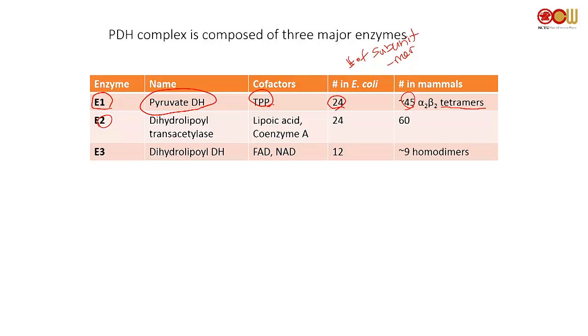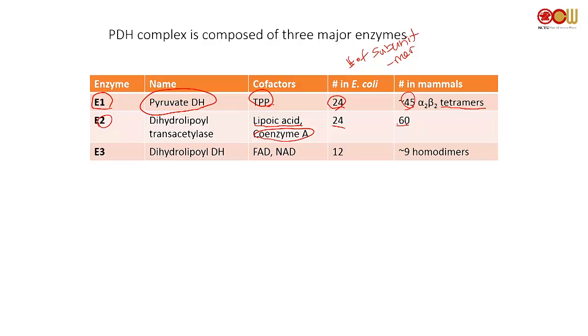E2 is this thing called the dihydrolipoyl transacetylase. Essentially, what it's going to do is transfer the acetyl group. The cofactor used here is called lipoic acid. We'll discuss what lipoic acid is. And of course, coenzyme A you should be very familiar with. If you look at the subunits, there are 24 in E. coli, 60 in mammals.